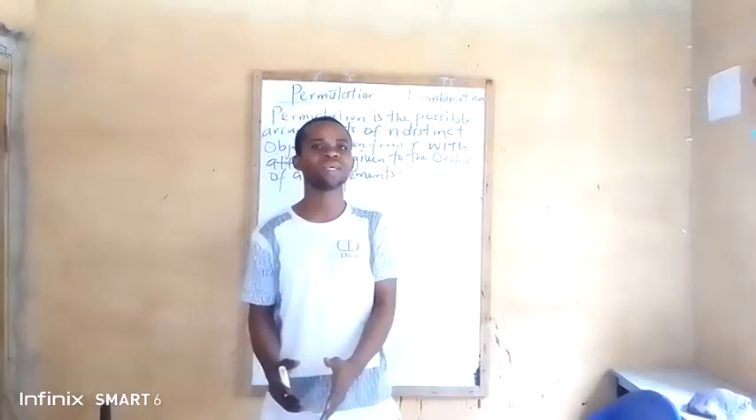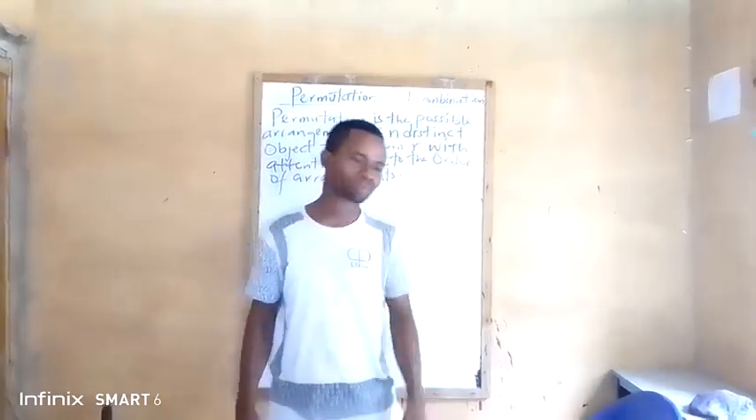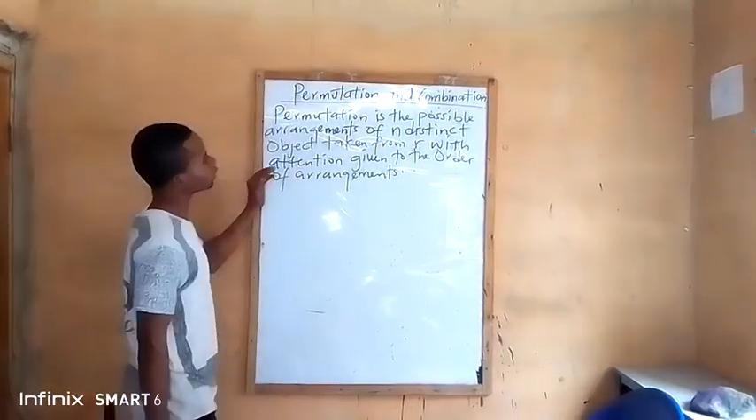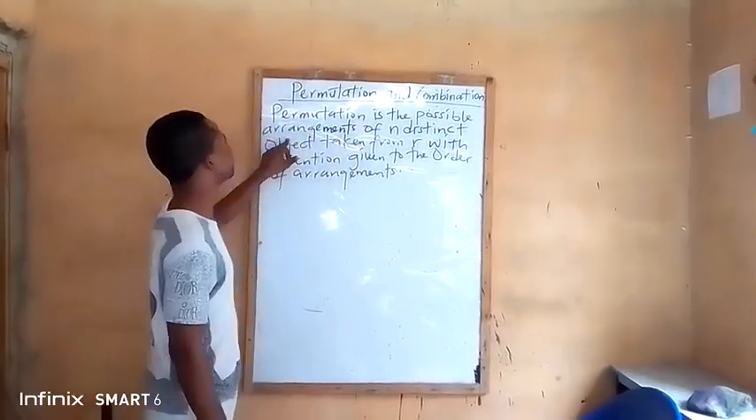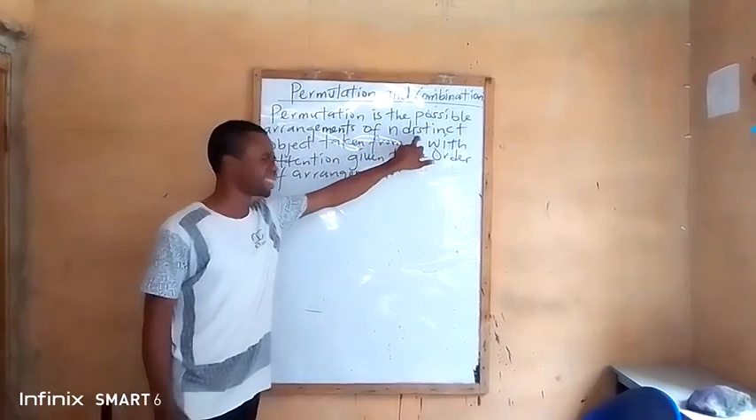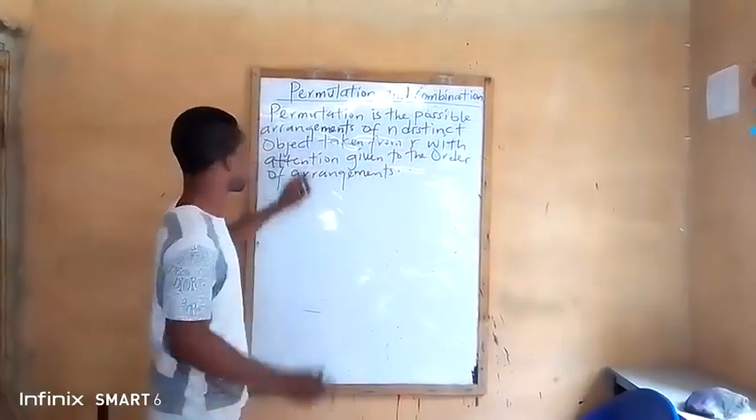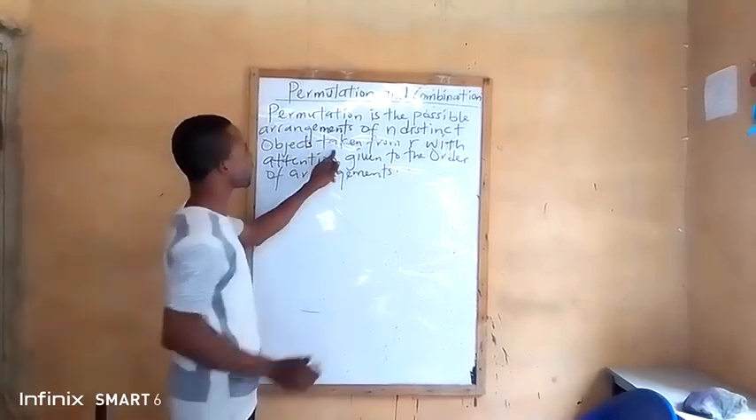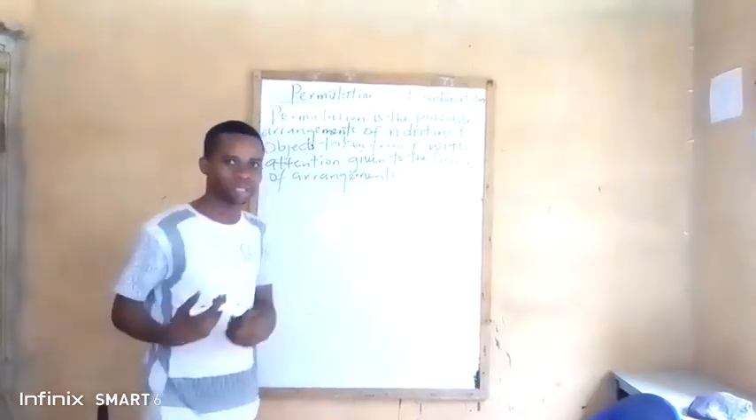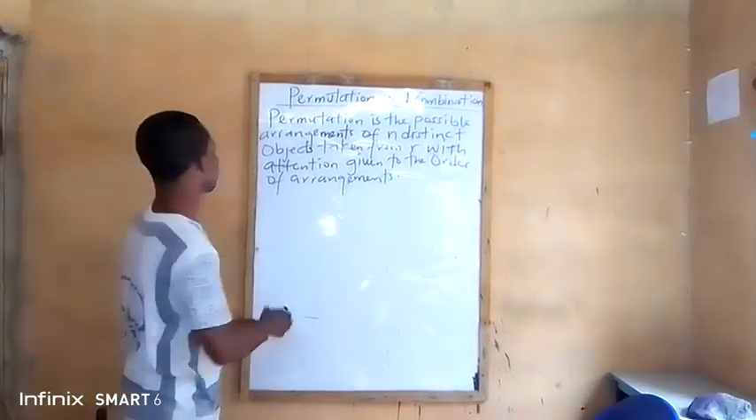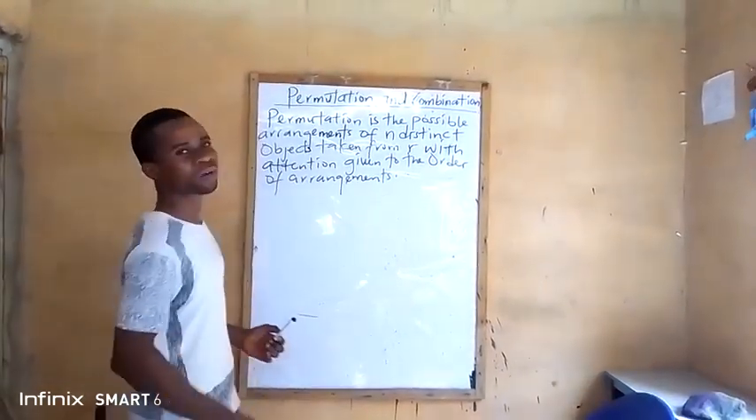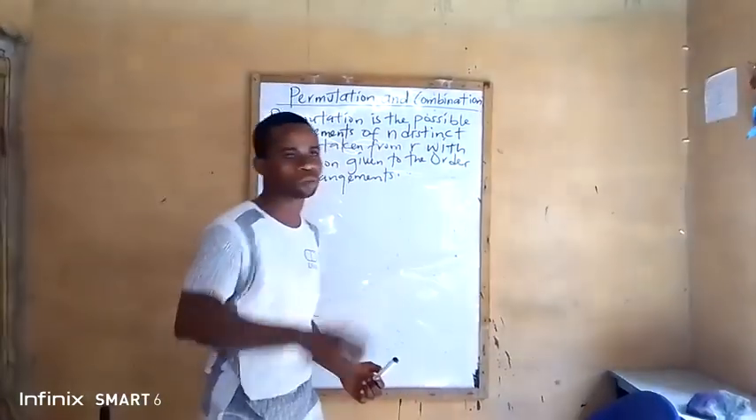I need to apply a principle called permutations. That's why I say permutation is a possible arrangement of n distinct objects, that means those three distinct objects taken from R, because I have to take them away from that group, with attention given to the order of arrangement.